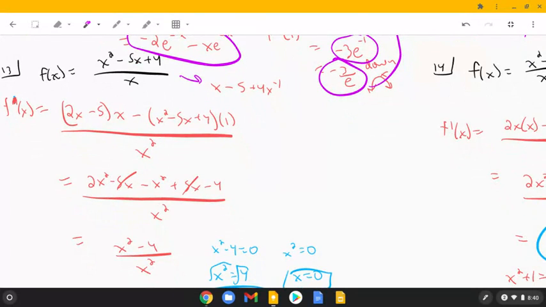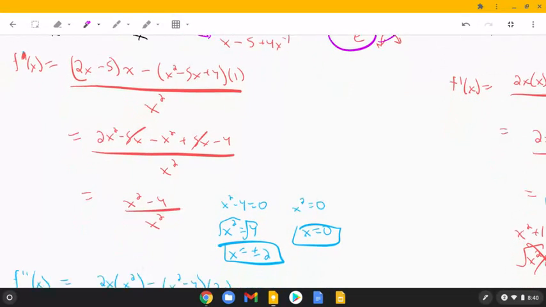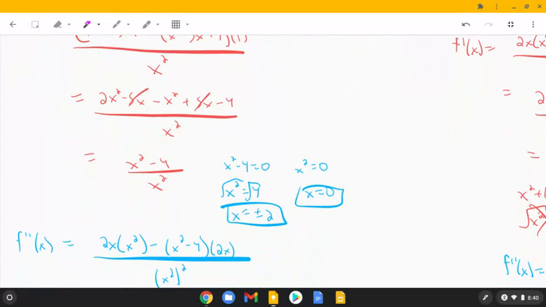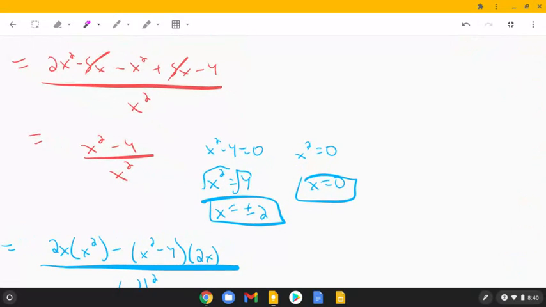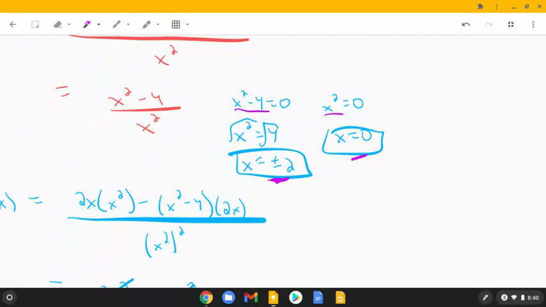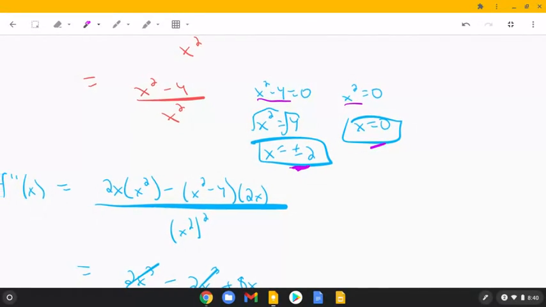When you do the quotient rule, you take the derivative of the top, 2x minus 5, times the bottom, minus the original top times the derivative of the bottom, over the bottom squared. Just go through and reduce that. We get x squared minus 4 over x squared. With rational functions, the critical numbers are where it's 0 or undefined. So then I set the top equal to 0 and the bottom equal to 0. I got plus and minus 2 when I set the top equal to 0, and 0 for the bottom. So then those are our critical numbers.